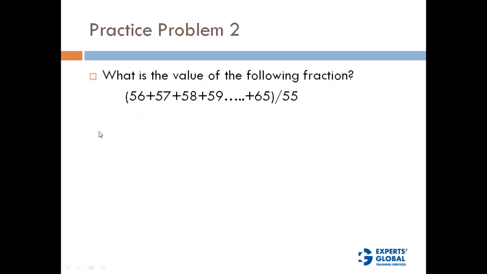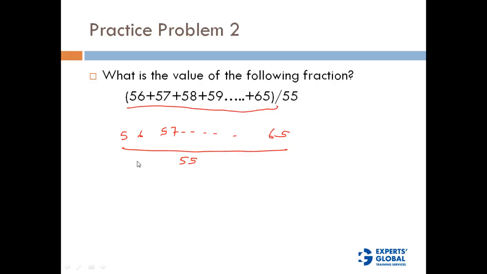Okay, let's look at this. We are given an expression consisting of 10 terms: 56, 57, 58 and so on till 65, the whole divided by 55. They are all sequential numbers, 10 sequential numbers after 55, and the denominator is also 55, so that should give you a hint. Something related to 55 is required here.